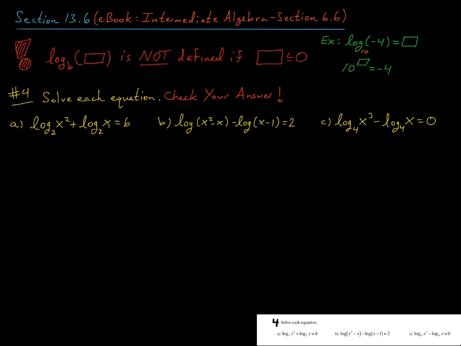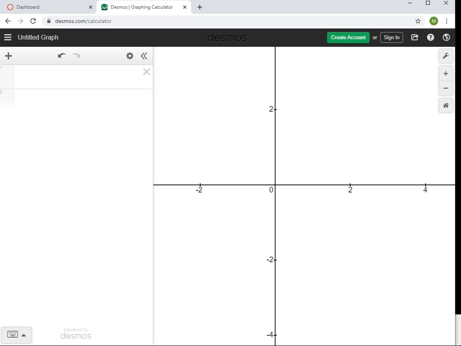The problem here is that 10 to any number, whether it's positive, negative, or 0, can never come out to be a negative value. So this right here is just not defined. And if you use your calculator and you punch in log of -4, it says undefined. What if I do log of 0? Undefined, right? Anything that's 0 or negative, its logarithm will be undefined.